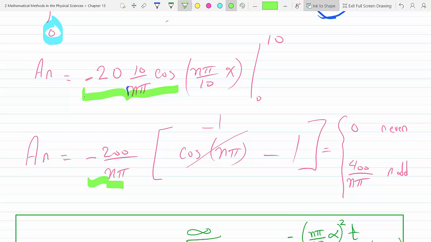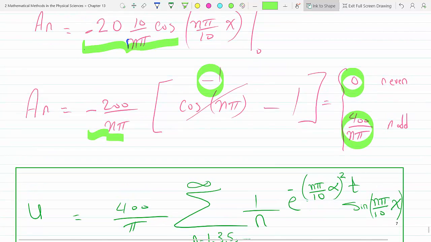Now cosine n pi can take two values, right? If n is even, 2 pi, 4 pi, 6 pi, 8 pi, etc., cosine of an even multiple of pi is plus 1. Plus 1 minus 1 will get you 0. If n is odd, 1 pi, 3 pi, 5 pi, 7 pi, etc., cosine n pi will be minus 1. Minus 1 minus 1 will get you minus 2, times minus 200 over n pi will get you 400 over n pi, if n is odd.